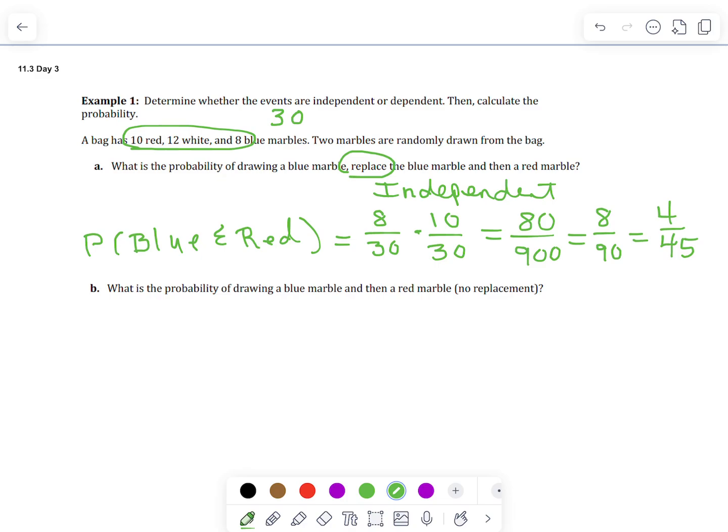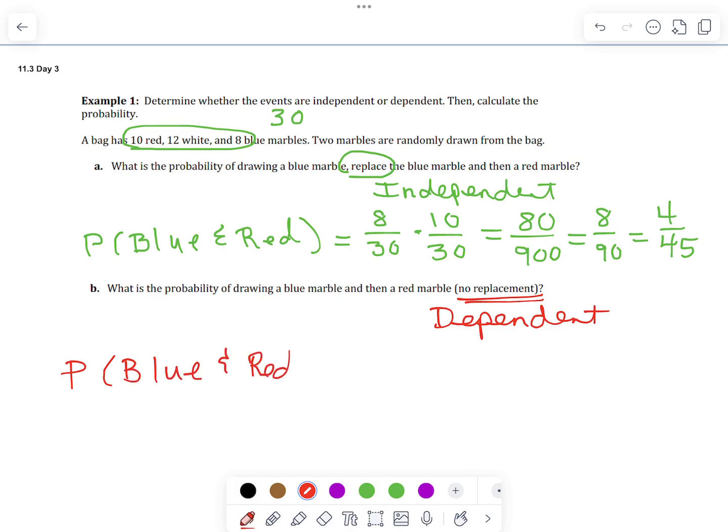Part B. What is the probability of drawing a blue marble and then a red with no replacement? So now this is a dependent set of events. So when we draw a blue marble and then a red without replacement, the number of total marbles has now decreased when you draw that second marble.